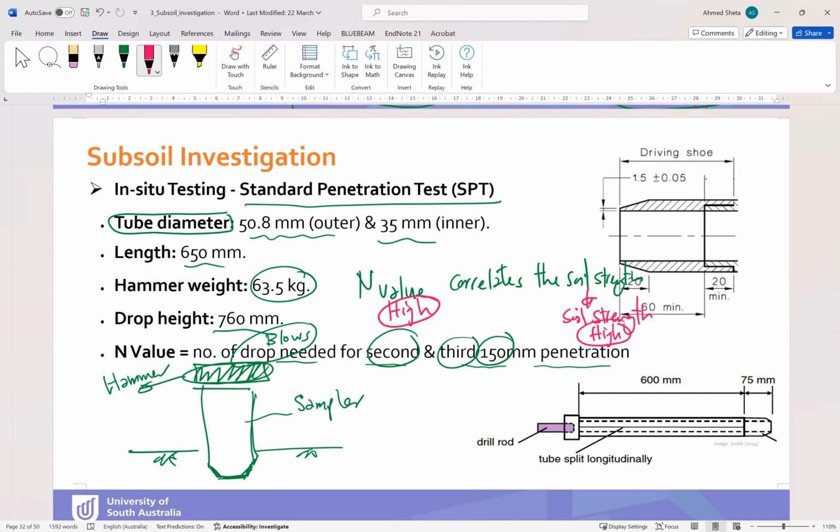Okay, and here is the total view of the sampler, and this part is here.